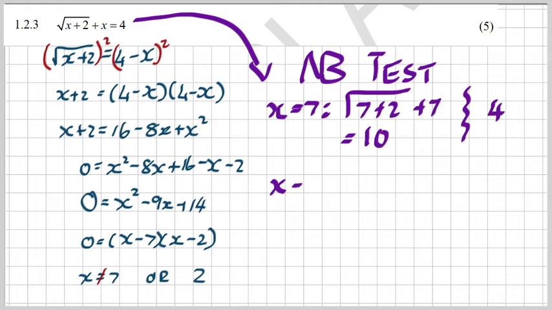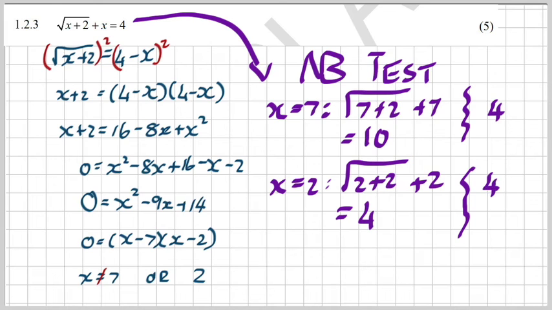What about 2? If I substitute 2, on the left-hand side I get 4. On the right-hand side, I get 4. So hence, x equal to 2 is a possible solution. Awesome. So please remember this. You are going to lose a mark if you don't test. You don't have to show the test, but you've got to test it, and left-hand side must be equal to right-hand side.